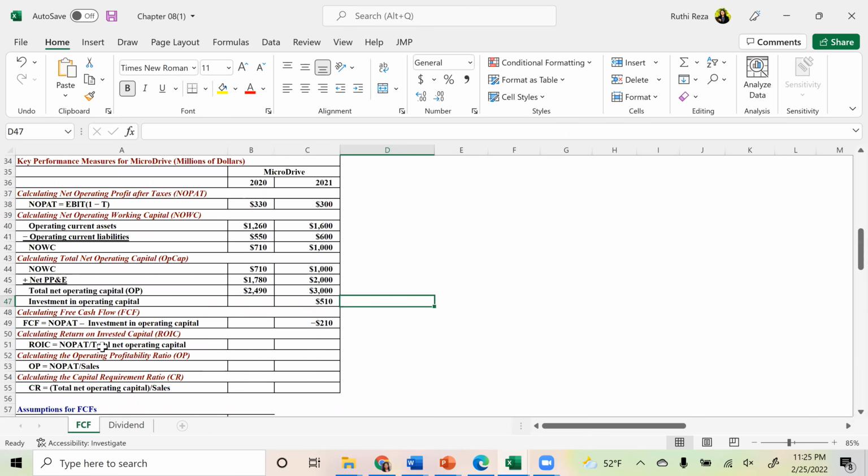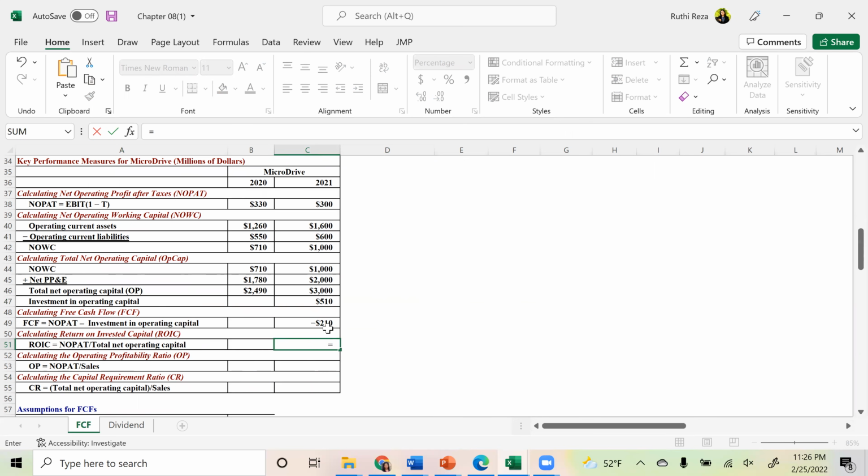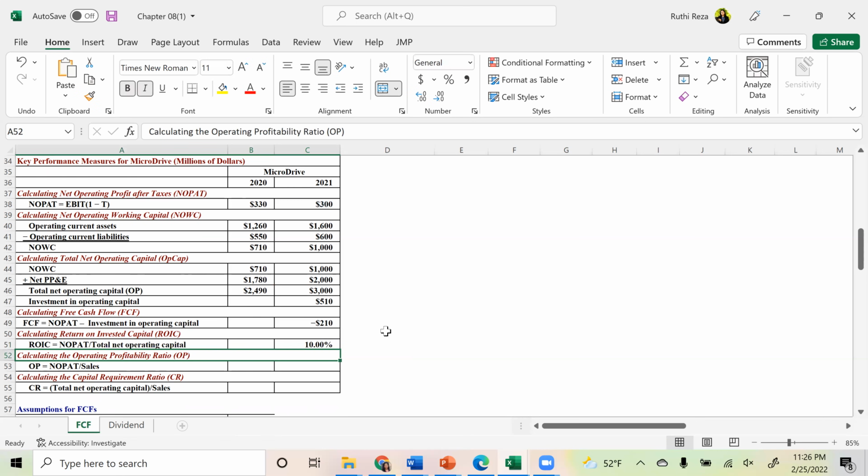Next, return on invested capital. It is net operating profit after tax for every single dollar of investment in total net operating capital. So here is our net operating profit after tax over total net operating capital, 3,000, which gives 10%.